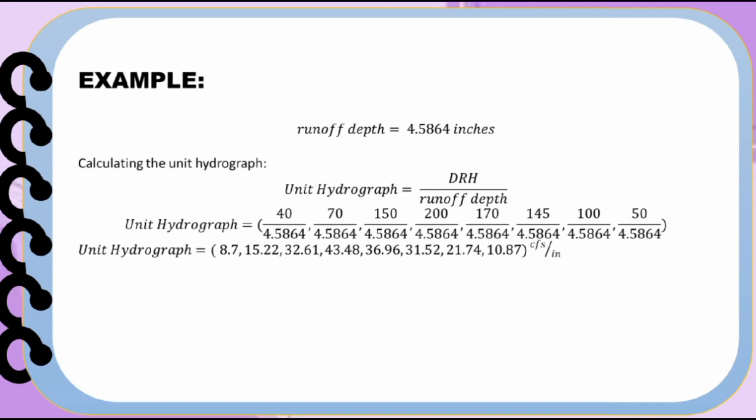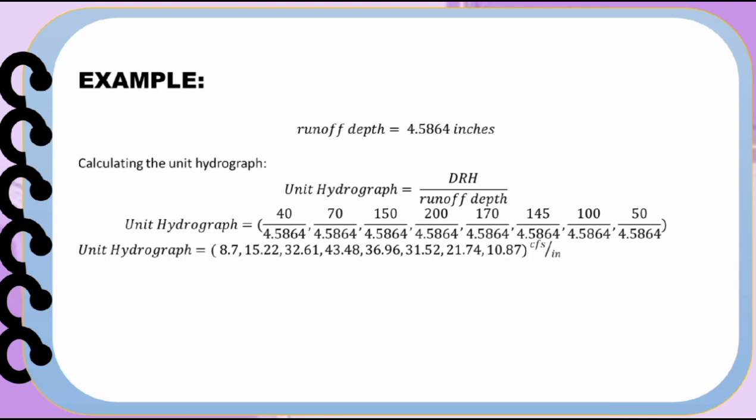So we now have the runoff depth of 4.5864 inches. After getting the runoff depth, calculate the unit hydrograph. The formula for the unit hydrograph is equal to the direct runoff hydrograph over the runoff depth. Since in the given we have the values of the direct runoff hydrograph and the runoff depth, we're just going to plot it to the formula.